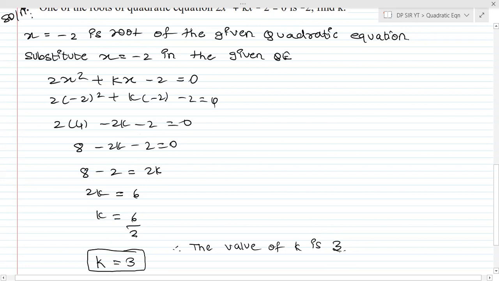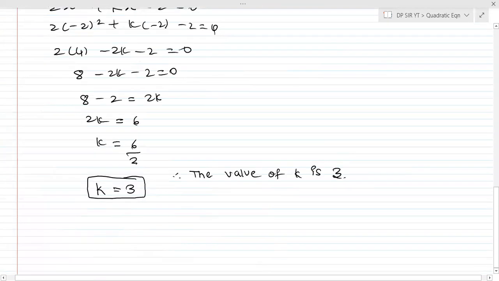Okay, done with the fourth question. Let's start with the fifth question. See, these questions are easier. If you think I'm going fast, do let me know. But as per me, it's easier.